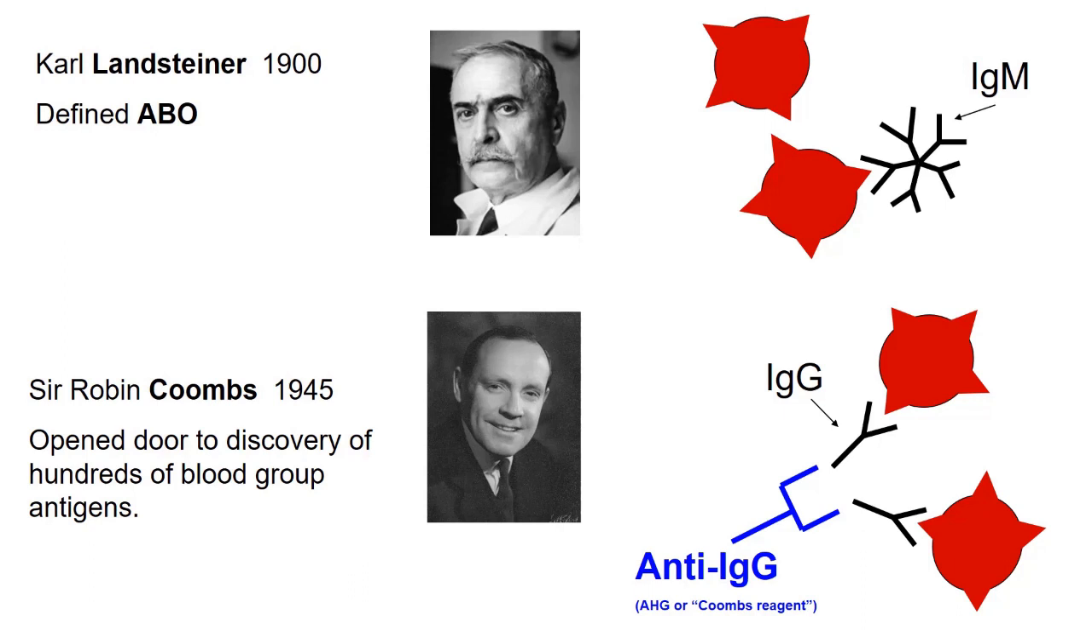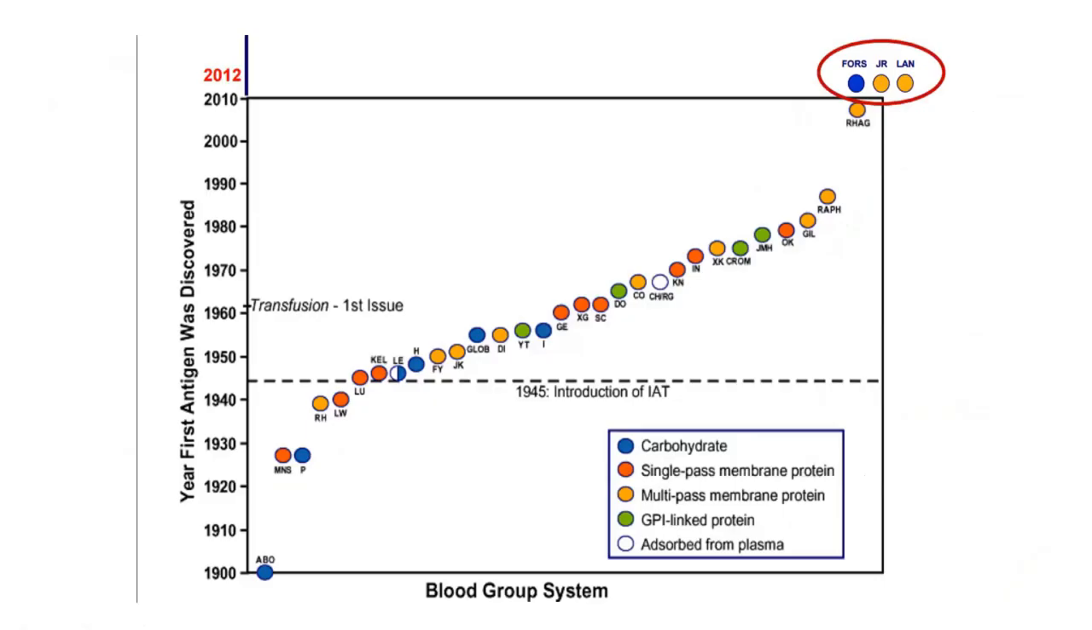He opened the door to the discovery of hundreds of blood group antigens with an anti-human globulin and anti-IgG, the Fab of which recognizes the Fcs of IgGs, bringing those and the red cells that they're bound to together in a visible agglutination endpoint akin to that seen by IgM alone. And so what we saw was a clear inflection point after the broadening of the use of this reagent so as to help discover many subsequent blood group antigen systems.